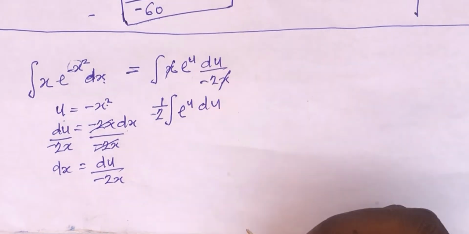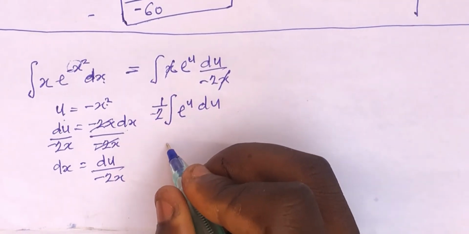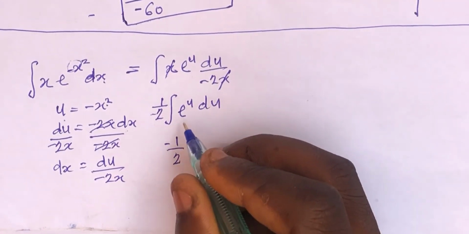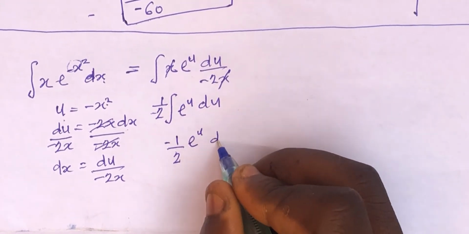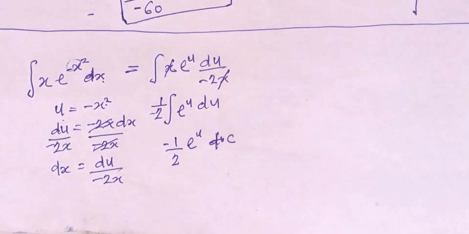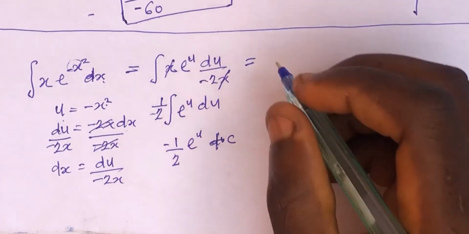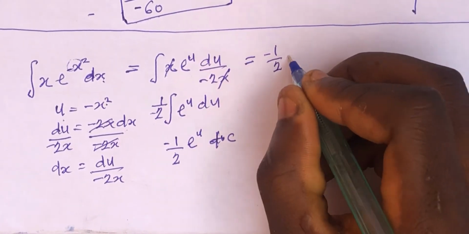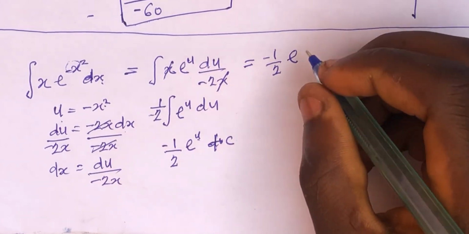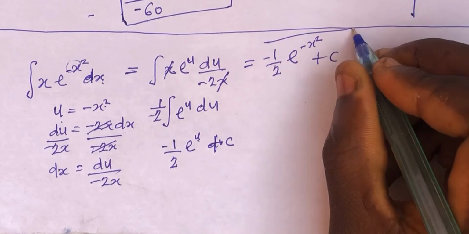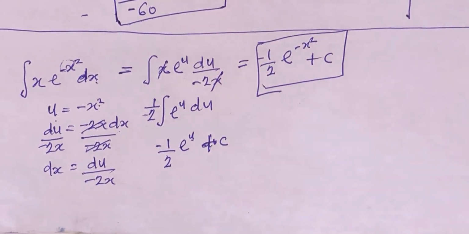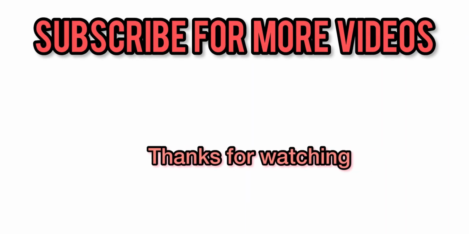So now I can integrate successfully. So I'm having minus 1 over 2. Integrating e raised to the power u, that's the same thing as e raised to the power u du, right? Plus c. So the final answer can be minus 1 over 2 e raised to the power of the value of u, that's minus x squared, plus c. So this is our final answer. Very simple.